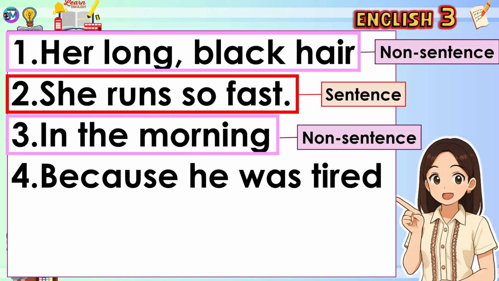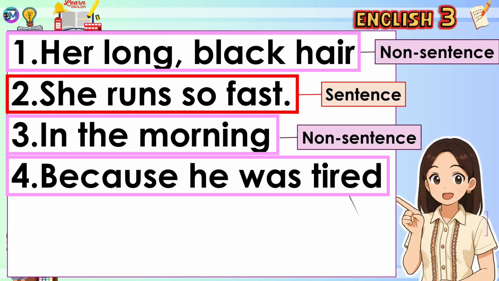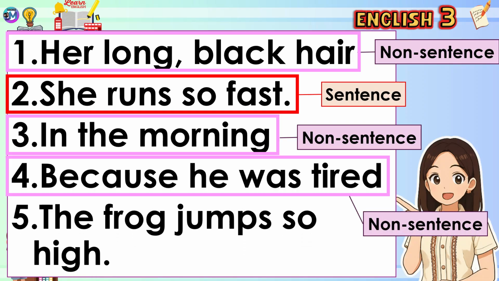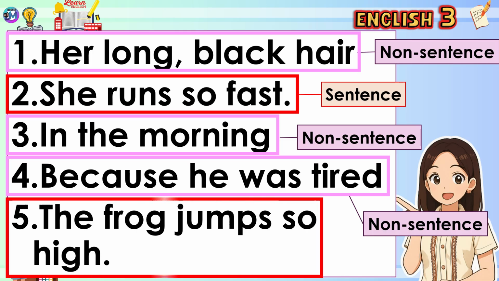How about number 4? Because he was tired. Correct. It's a non-sentence. And last, number 5. The frog jumps so high. Right. It's a sentence.